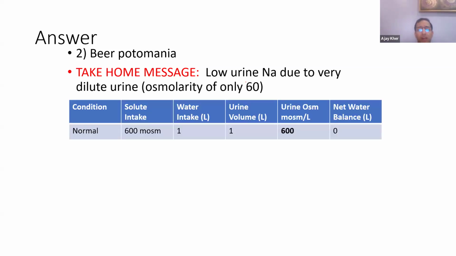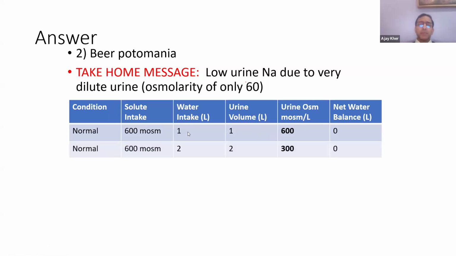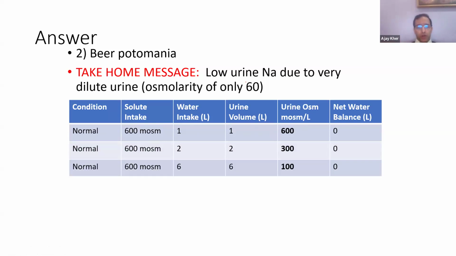So now what happens when we are talking beer potomania, and how does solute interact and control the urine volume in these situations. So if you have a normal intake of 600 osms, you have a water intake of 1 liter, the body will adjust the ADH level and the urine osmolality will be 600 and you'll put out 1 liter. So now let's say we drink 2 liters with the same intake. So 600 osms, you have 2 liters of water intake, ADH is going to be lower, your urine osmolality will be now 300 and you'll put out the 2 liters that you take in. Let's say you drink 6 liters on a day.